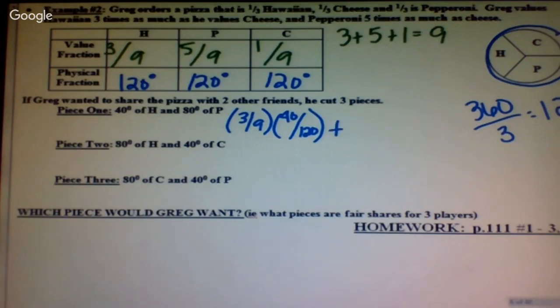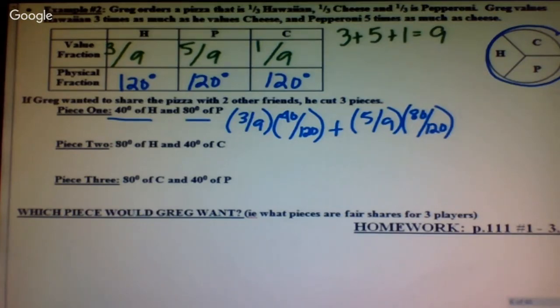Can you tell me where you got 40? Your piece is 40 degrees. Is that 1/3? And now 80 degrees of pepperoni. So now pepperoni's value fraction is 5/9. How much pepperoni am I giving you? 80 out of 120. That's it. I'm giving you Hawaiian and pepperoni. Plug it in and give me an answer.